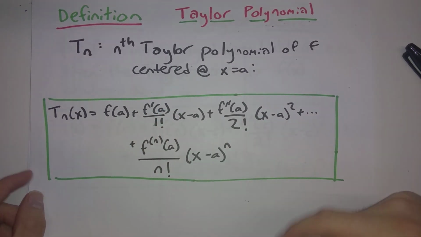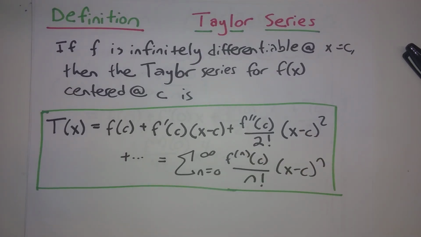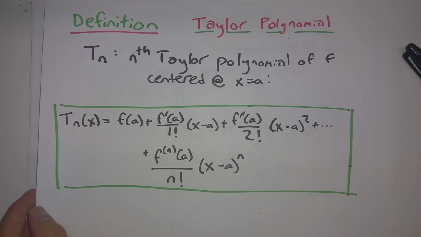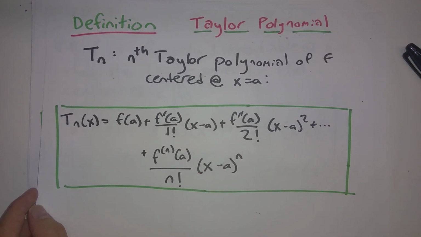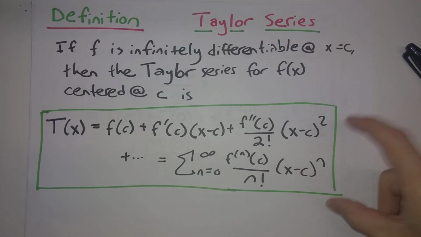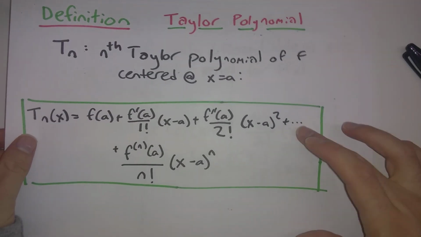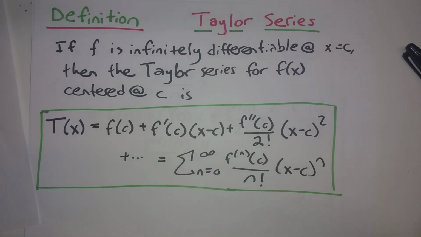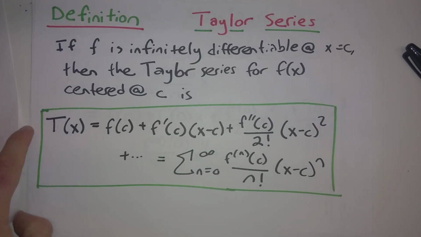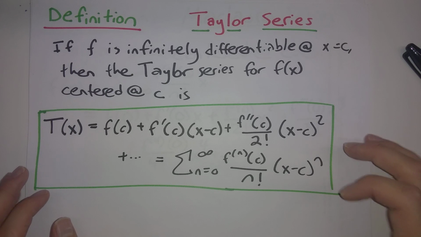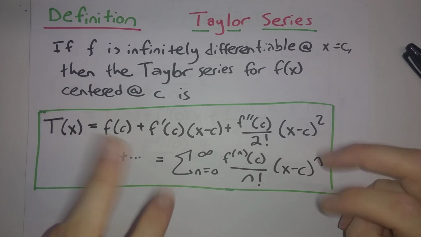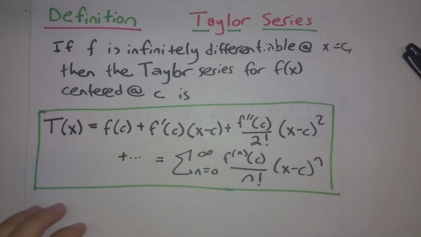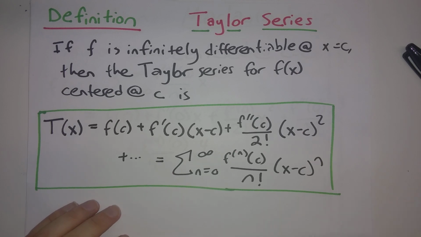I guess here we're using a instead of c. But here we're stopping at some fixed value of n. We're only going out to order n. So this previous one is a polynomial. But this one is going all the way out to infinity. We're turning this into a power series. Okay, so this is what we're going to be doing in this section.